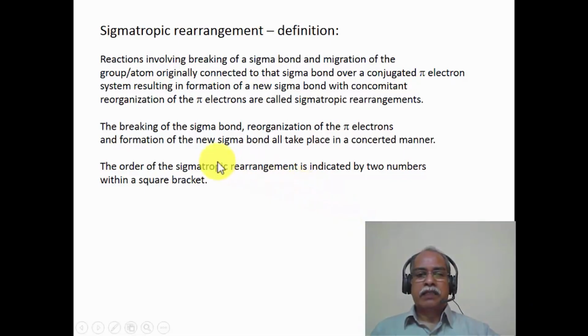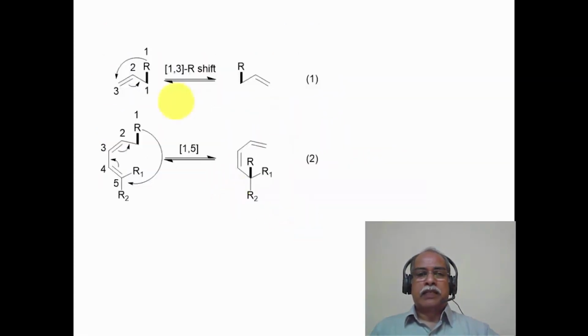What is important here is that the breaking of the sigma bond and the reorganization of the pi cloud, everything takes place simultaneously in a concerted manner. The order of the sigmatropic rearrangement is indicated by 2 numbers within a square bracket. Now let us take this example shown in equation number 1.